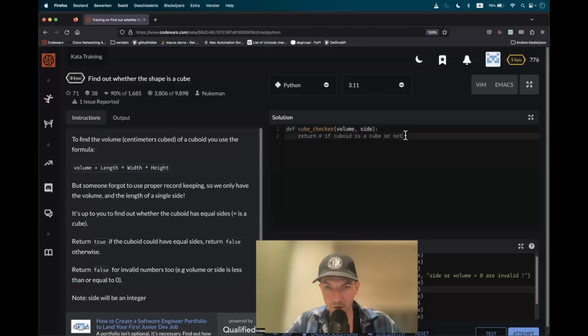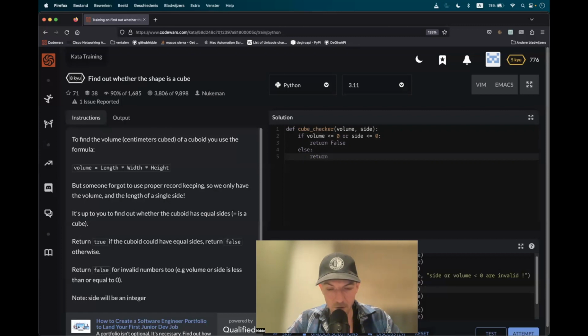Okay, let's start with the exception to the rule. So we have a condition here, an if condition. If the volume is less than or equal to 0, or the side is less than or equal to 0, then we return false to have that out of the way. Else, colon, and here we have our main calculation, so to say.